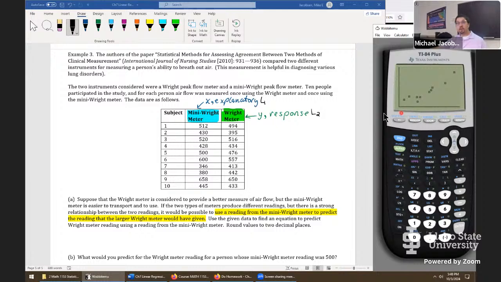So that's actually kind of nice in a way. This is real data from the International Journal of Nursing Studies, and they are showing a pretty interesting, strong correlation between the less accurate device, the mini meter, and the more accurate device, the right meter. So that's kind of nice. But what we wanted was the actual equation.